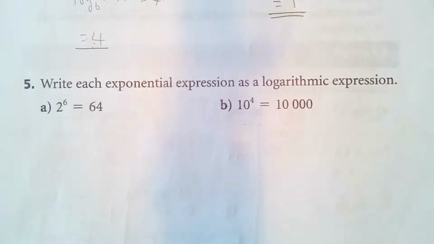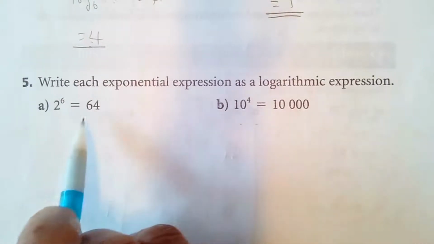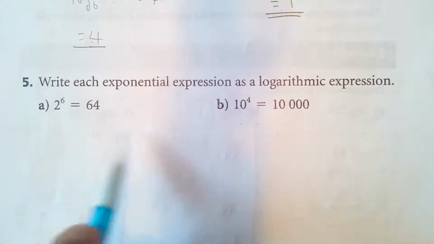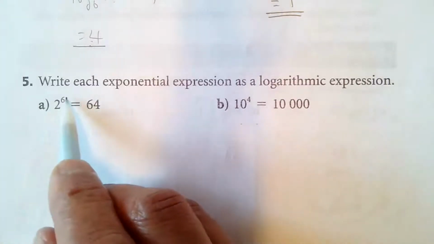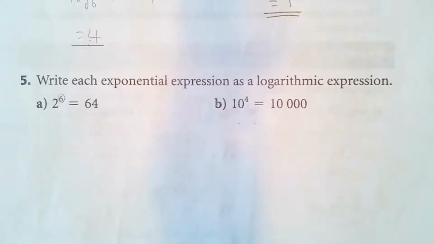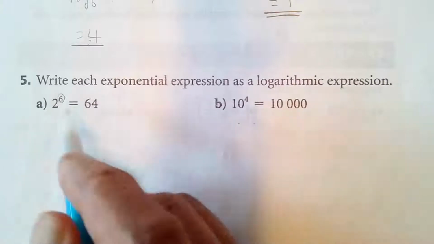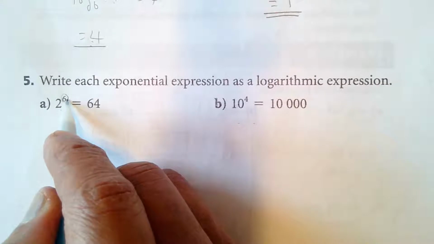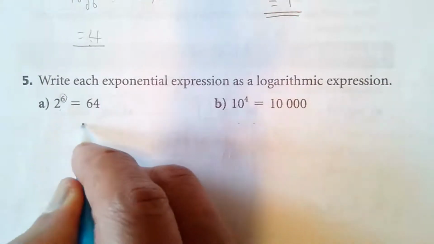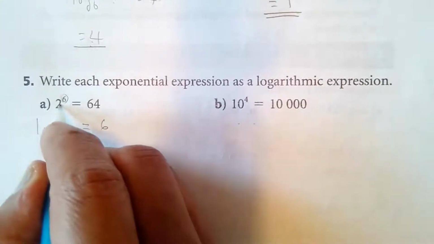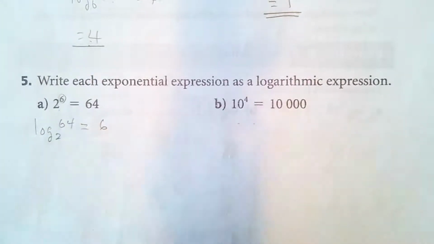Now we change, we'll write this now as an exponential, as a log expression. And remember, when we're writing these, this is our exponent. Remember we said a log is an exponent. So this is your base, and this is your exponent, the log answer. So it equals 6. So we can put that here. So it'd be log, your base is 2, of 64.